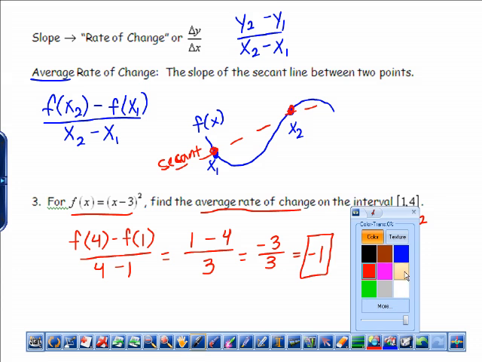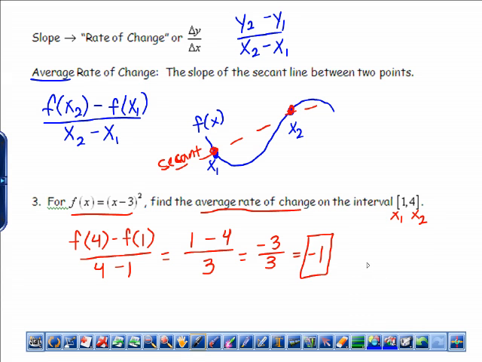Now, let's go ahead and graph this, and let's just practice graphing by hand. So if you draw your x and y axis, this would be a parabola shifted to the right 3 units. So 1, 2, 3.